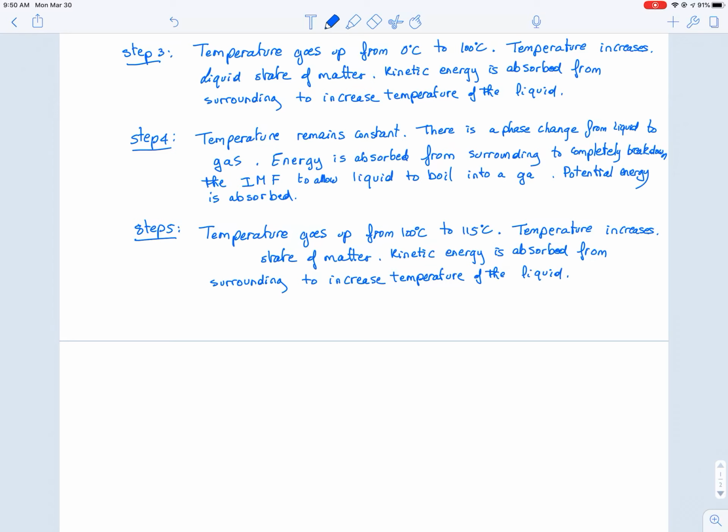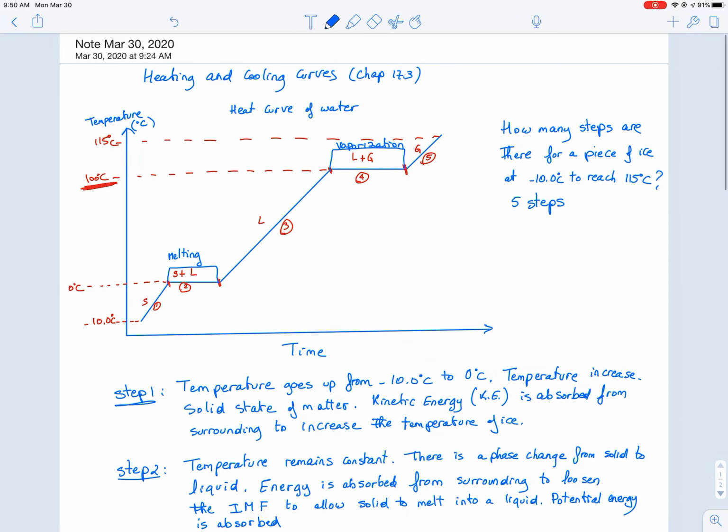So gas state of matter. Kinetic energy is absorbed from the surroundings to increase the temperature of the gas. Okay, so basically something like that has 5 steps to it.